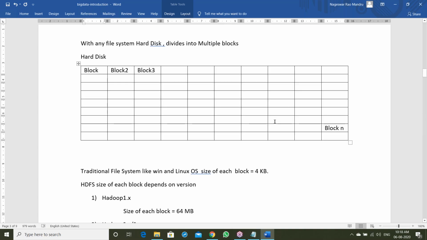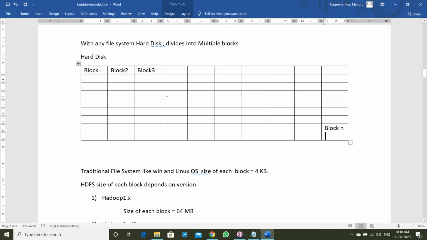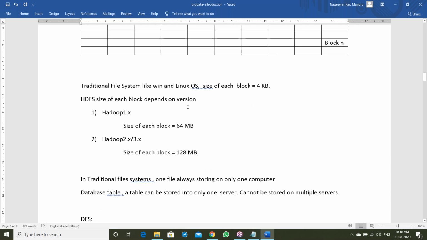Okay. Yes, in this hard disk we store some file system, right? Like Linux file system, Windows file system, and Hadoop file system. If it is the Linux and Windows file system, in that case the size of each block is 4 KB. Traditional file systems like Windows and Linux have a block size of 4 KB. If it is Hadoop, it's 128 MB. The size of each block depends on the version. 1.x is 64 MB. Second version and third version, 128 MB.